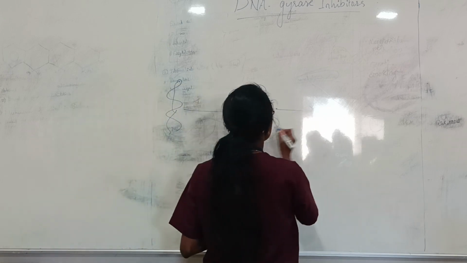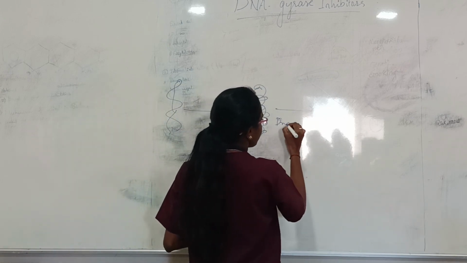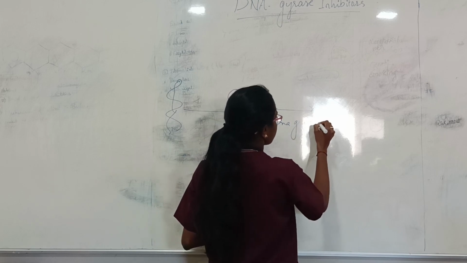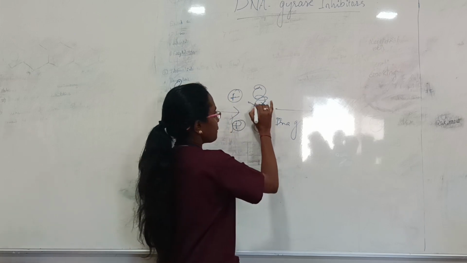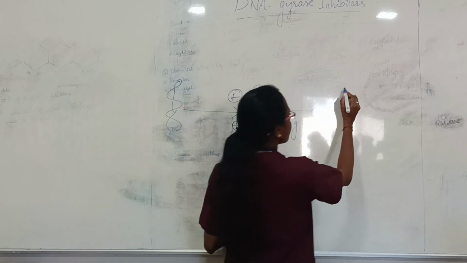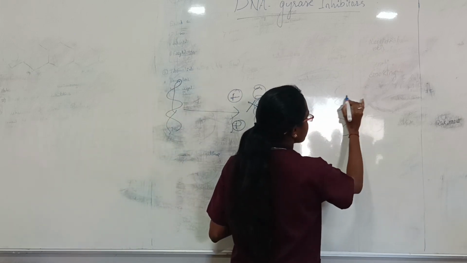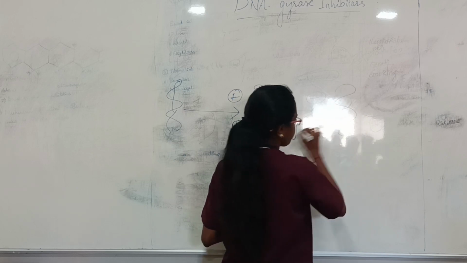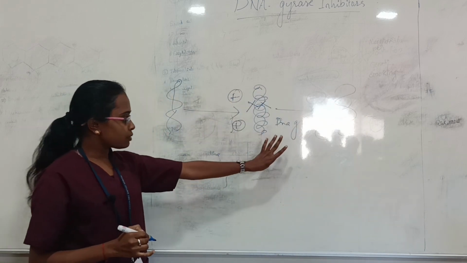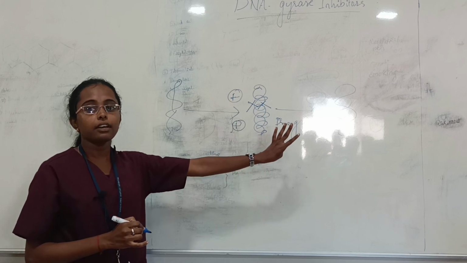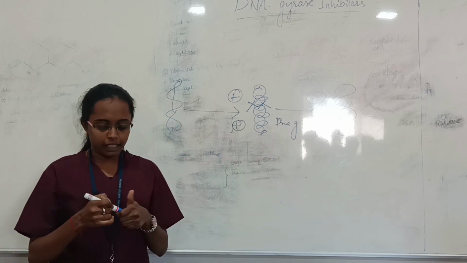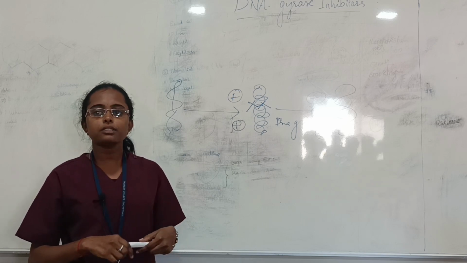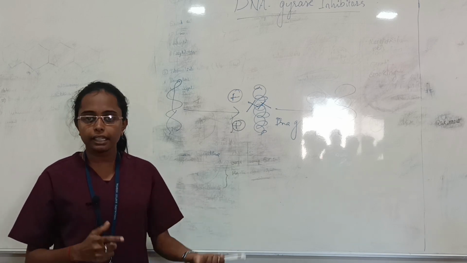So what will this DNA gyrase do? It will cut the DNA here, and then form proper negative coiling of the DNA. So this is why the DNA gyrase should be there in our body. You can ask me, is DNA gyrase in our human body also, or only in bacteria?